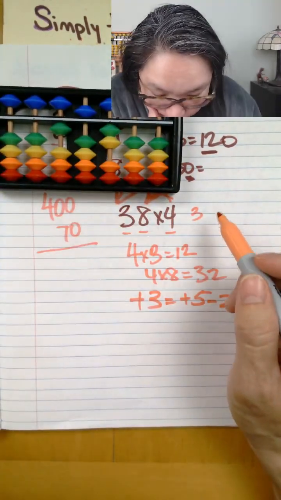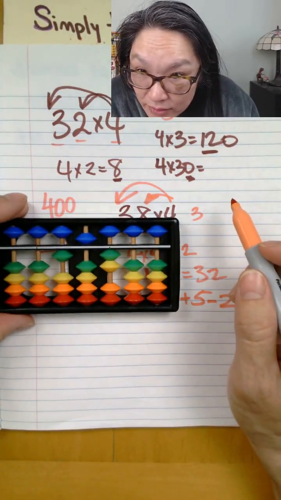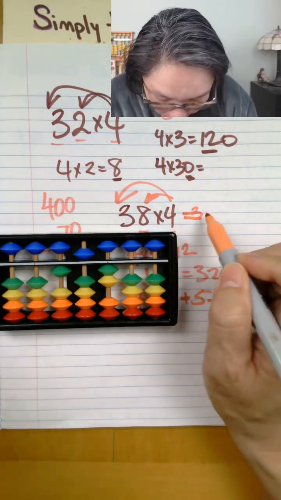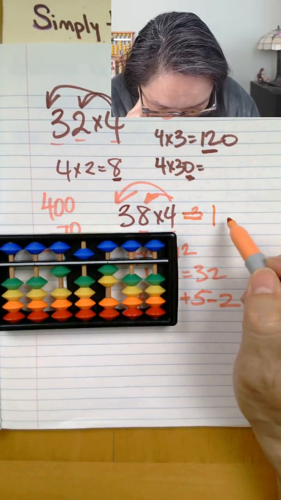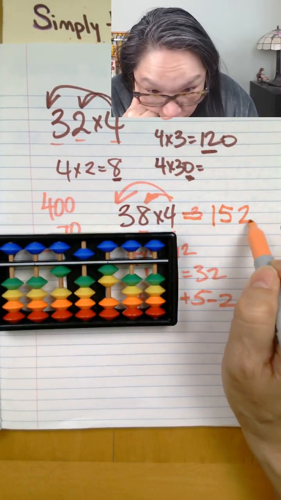What's my answer? There's my answer. My answer is... Can you put in the chat what my answer is? 1, 5, 2. Thank you, Barry.